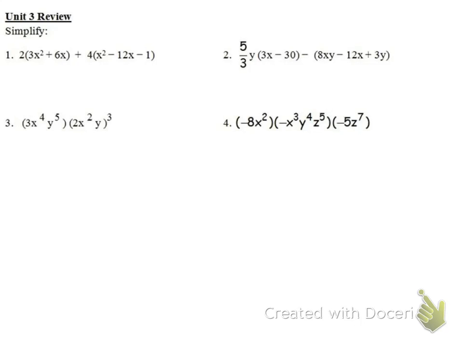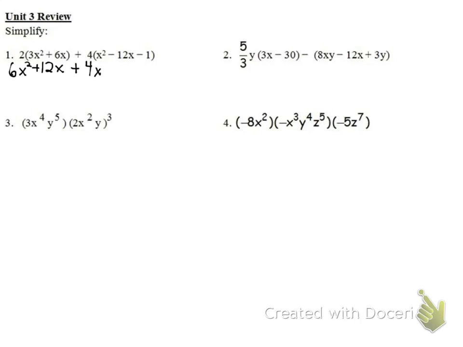We're now looking at the Unit 3 review. So we'll start with number 1. In number 1, we're looking to simplify. So the first thing I need to do is distribute the 2 and the 4 to their respective polynomials. So by using distributive property, I get 6x squared plus 12x for the first polynomial.